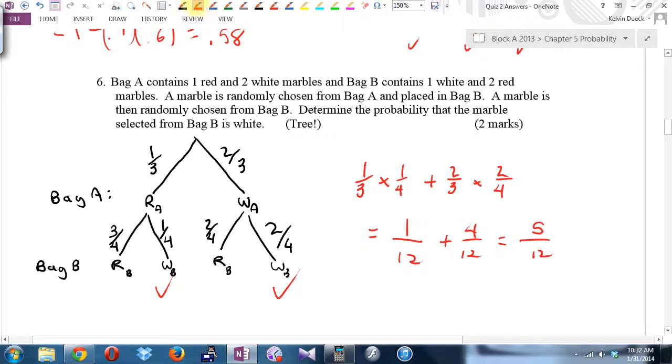The way I would probably mark this, I would give you one mark for the tree and one mark for the answer. That's why it's worth two marks. I'm not going to give you one quite that tricky on your test, but I wanted to show you that a tree, we can handle it. We just have to really think it step by step. We can't be just casual in drawing the tree.